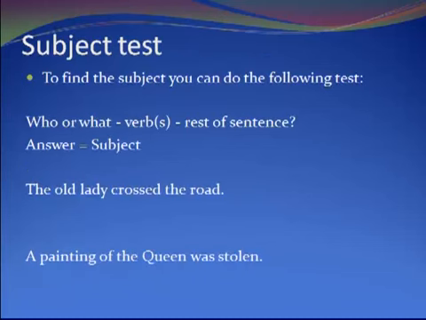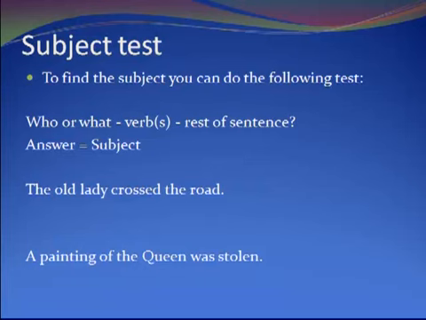Okay, now how do we find those different positions in the sentence? Well, to find the subject, you can do the subject test, and that goes as follows. You find the verb in the sentence, or the verbs, then you say who or what, verb, rest of sentence, and the answer will be the subject. So if you've got a sentence, "the old lady crossed the road," you can ask who or what crossed the road, or who crossed the road, and the answer is "the old lady."